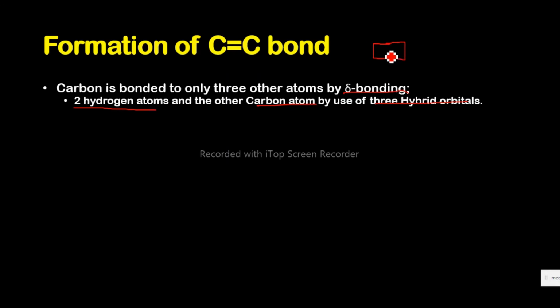Sorry for that, somebody was talking to me. So the carbon is going to undergo hybridization where it involves the promotion. Sorry for that, somebody is talking to me.